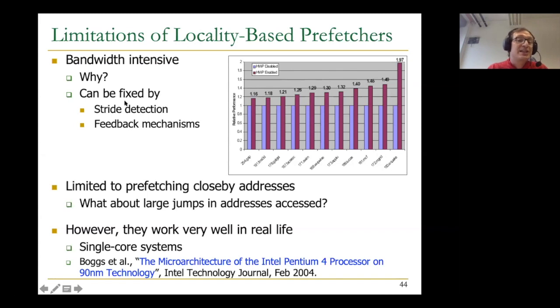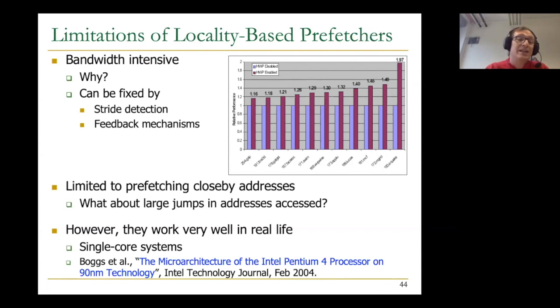We talked about stride detection mechanisms already. And they are also limited to prefetching close-by addresses. What if you have large jumps in address accesses such that your tracking window doesn't cover them, right? So if you're going, for example, from A to A plus 1024, well, your tracking window may cover them if your tracking window is huge. But if your tracking window is huge, then you have a problem with bandwidth intensiveness even more. So you need to be careful in the design of these prefetchers.